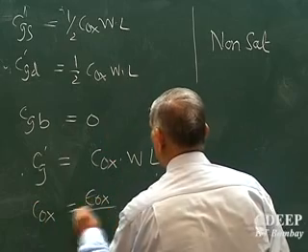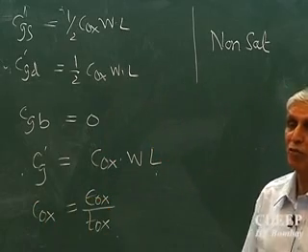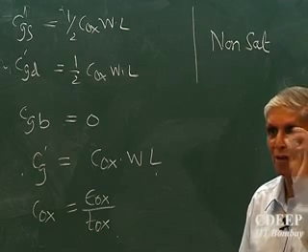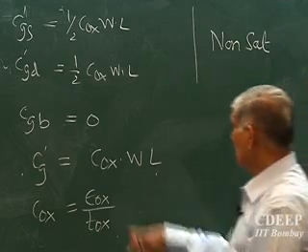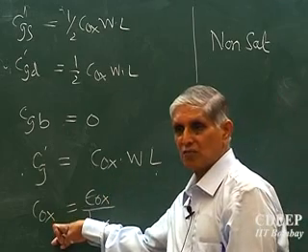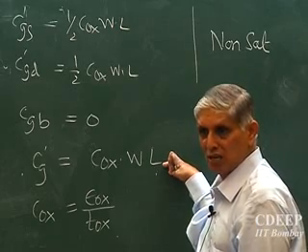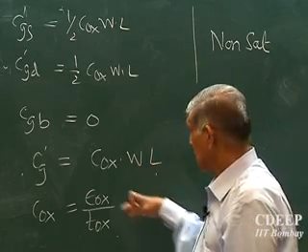Epsilon ox divided by Tox, which is specified for technology. Tox is a technology parameter, thickness is fixed. Silicon dioxide, if used, epsilon is fixed for that. So this is fixed. But the value will change with size, W by L or W into L, area.